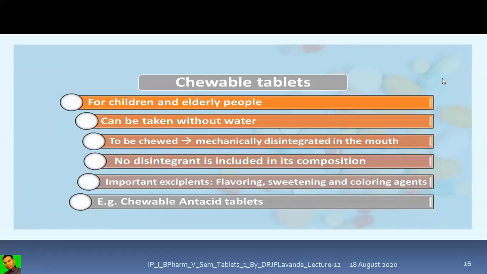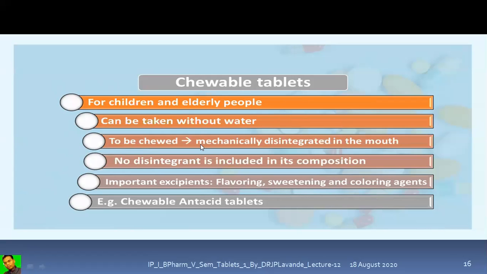The next kind of tablet is the chewable tablet. This chewable tablet is especially for children and elderly people who cannot swallow the tablet. In that case, they need to chew the tablet so that it is crushed in the mouth and then swallowed. It can be taken with or without water. It may not require swallowing. It requires simply chewing, because of which it does not require water.